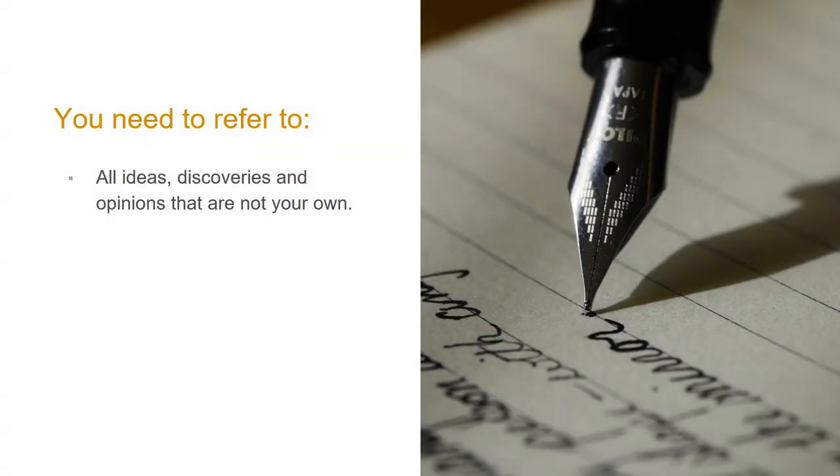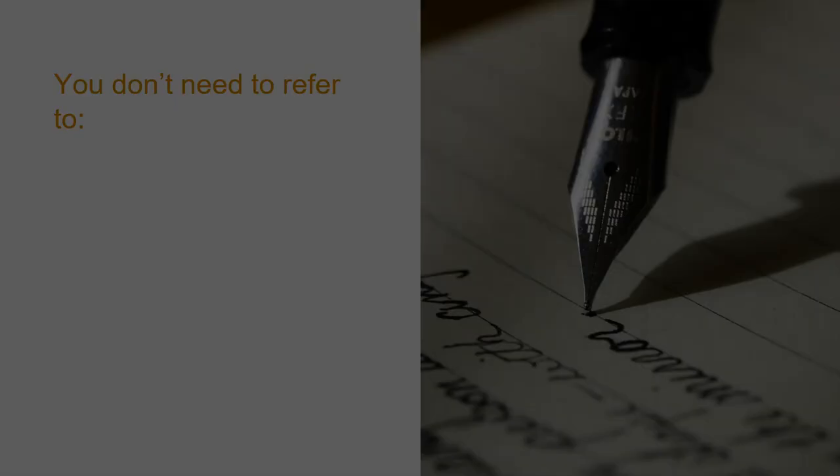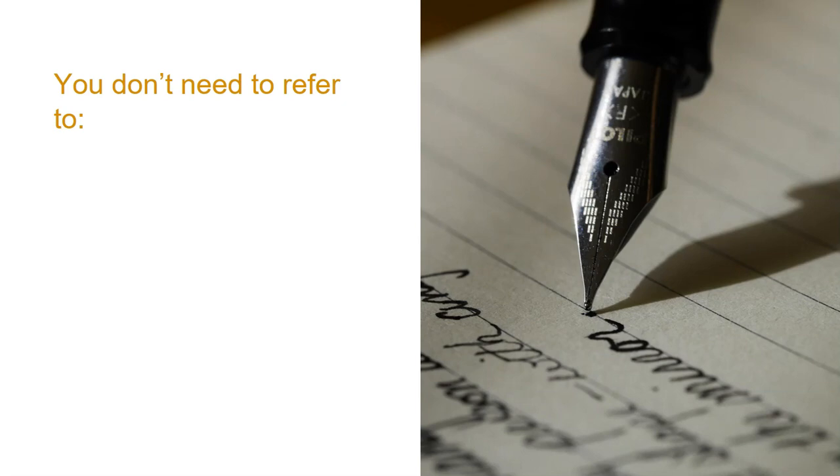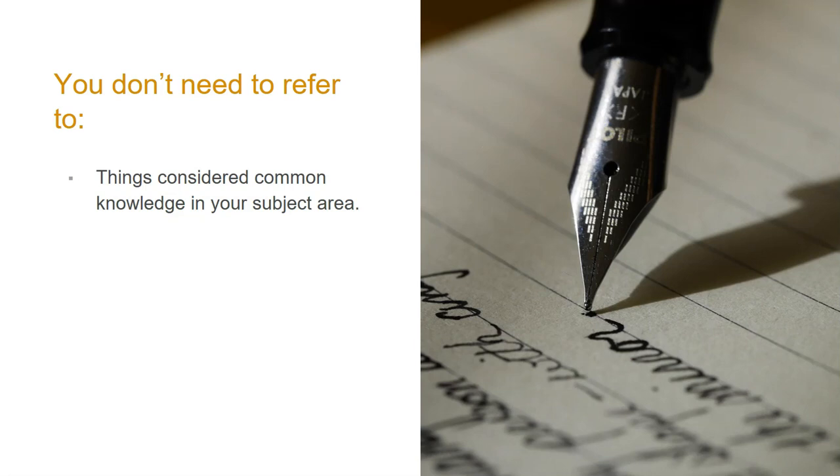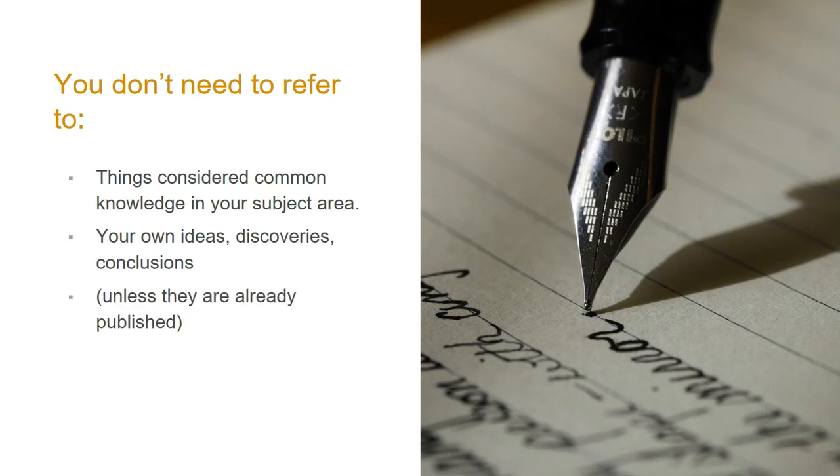The main rule is to always make references to all ideas, discoveries and opinions that are not your own, that is, to almost everything. However, no rule without an exception. You need not refer to things that are considered common knowledge in your subject area, and you do not have to make references to your own ideas, discoveries, thoughts or conclusions. Unless you have already published them elsewhere, then you need to cite them.